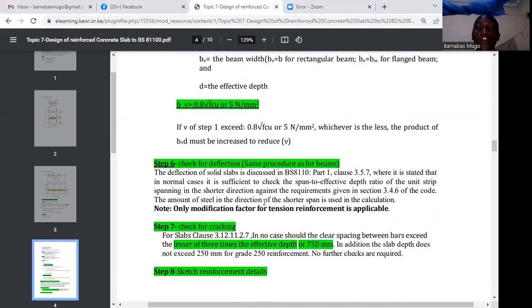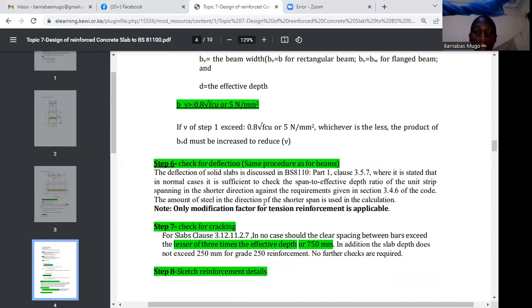Then from there, we need to check for the deflection. When we are checking for the deflection, in the case of a one-way slab, the same procedure is used as for the case of the beam. That is, you need to have the modification factor formula. Then after the modification factor formula, you need to know how to determine the actual Lx over D and also the one that you have calculated. Then from there, you need to check if the deflection is okay or not.